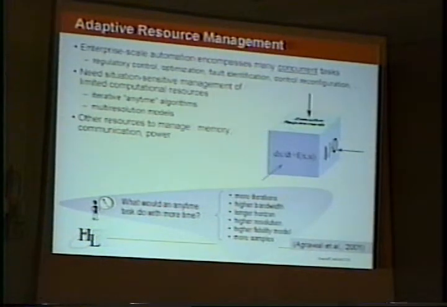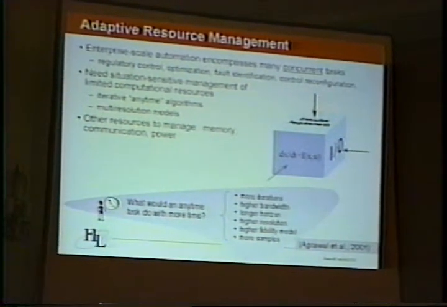So let me move on from there to another, what I think of as a related topic, that's adaptive resource management. And when you think about automation at the scale of an enterprise, you have to realize that it encompasses many concurrent tasks. And these include regulatory control, supervisory control, operational optimization, there may be fault detection that you need to do, fault identification that has to happen whenever you detect a fault, control reconfiguration, reporting tasks, communicating tasks. All of these things need to be done and need to be supported by the computation infrastructure that you have available for the automation.